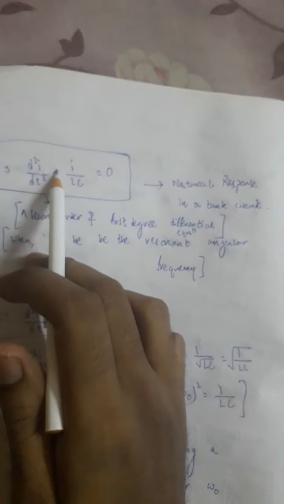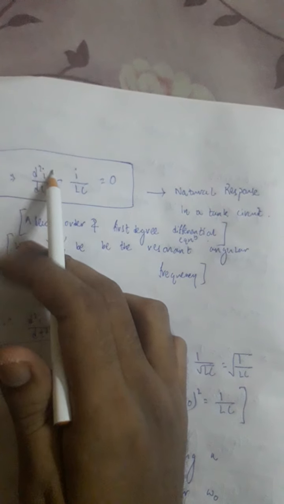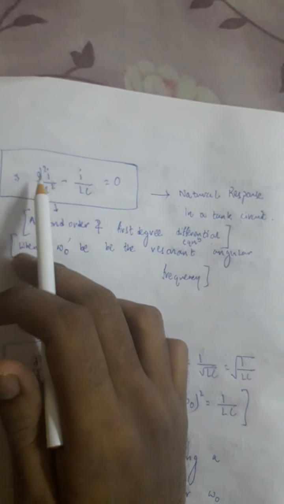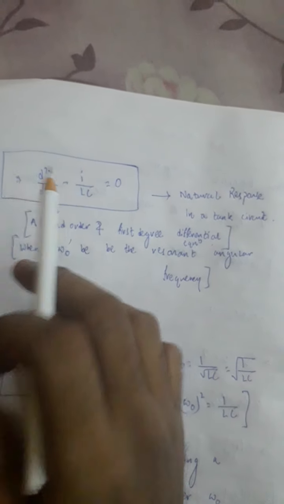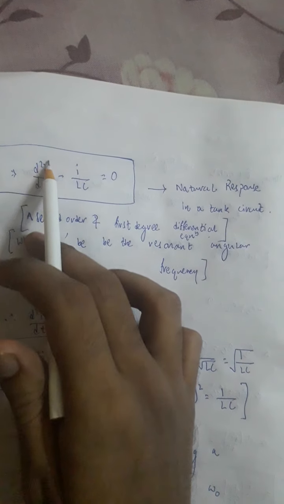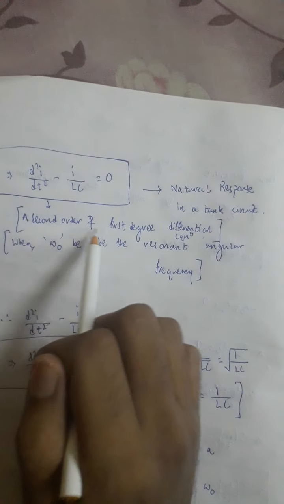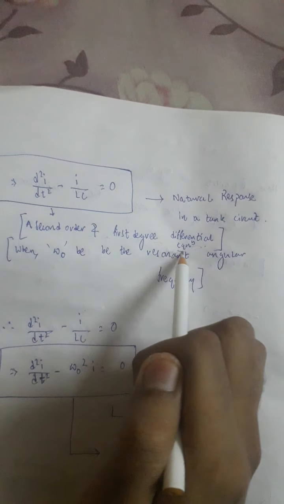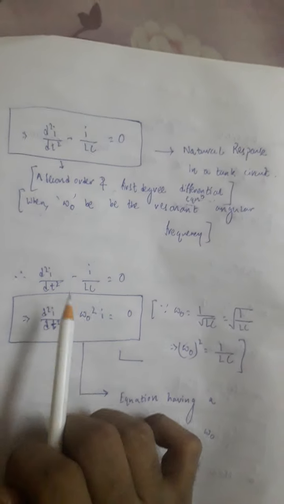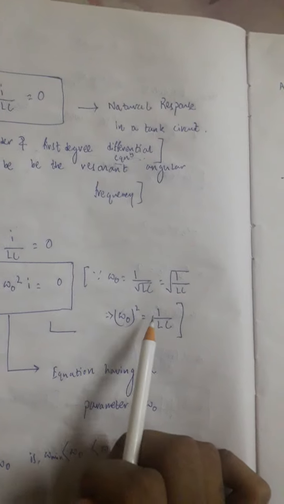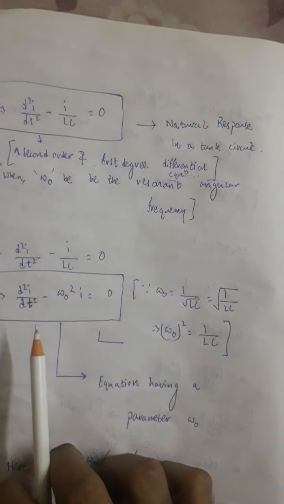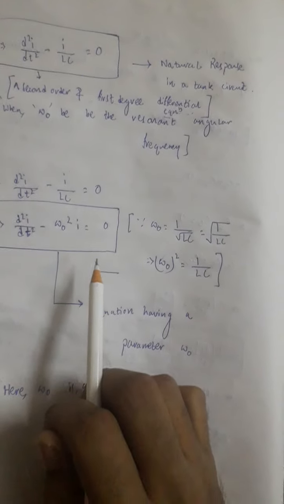Okay, and the degree means the power of the leading order is 1. So here it is a second order and a first degree differential equation. When omega naught is the resonant angular frequency, omega naught is equal to 1 by root under LC. So omega naught square is equal to 1 by LC. So d2i/dt2 minus omega naught square I is equal to 0.